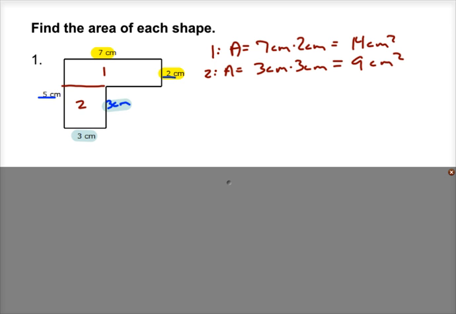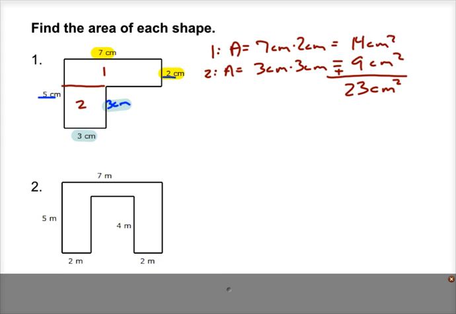And now to get the total area, I just add up the area of the two pieces. And if I add up the area of the two pieces, I get 23 centimeters squared. Let's look at the next shape.